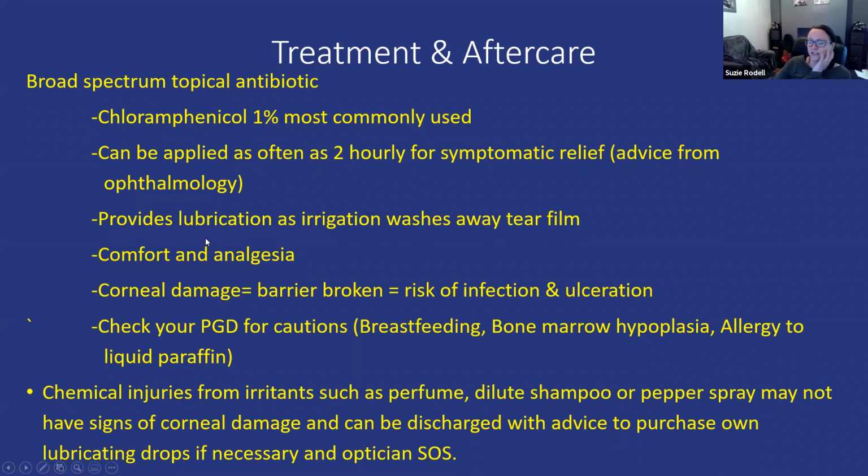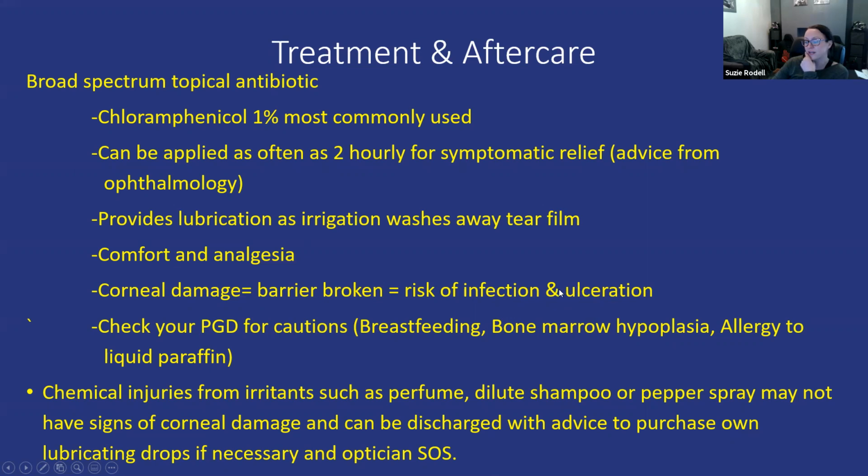So the evidence says comfort, analgesia and lubrication, but most importantly the evidence base suggests that it is mainly to prevent the risk of infection and ulceration from developing. So if there is any corneal damage or any corneal defect, evidence suggests giving chloramphenicol to reduce any risk of infection, provide comfort and prevent any ulceration.